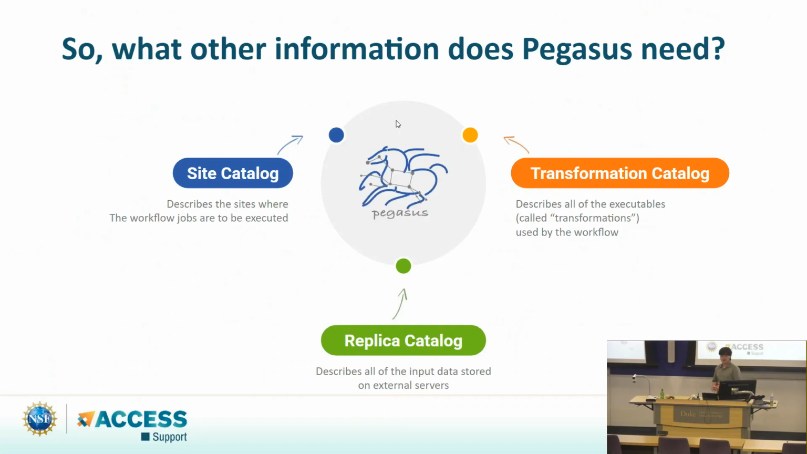So there's more information that Pegasus needs. We can't just rely on HTCondor and DAGMan to do the entire thing with the monitoring tools. You also need 3 more catalogs, we call them, okay? You need a site catalog. This describes the sites where the workflow jobs are going to be executed. Just because we schedule the jobs doesn't mean we know where to execute each job, so we'll have a site catalog to specify that. We'll have a replica catalog so that we can describe all the input data saved on the external servers, and then a transformation catalog, which describes all of the executables used by the workflow.